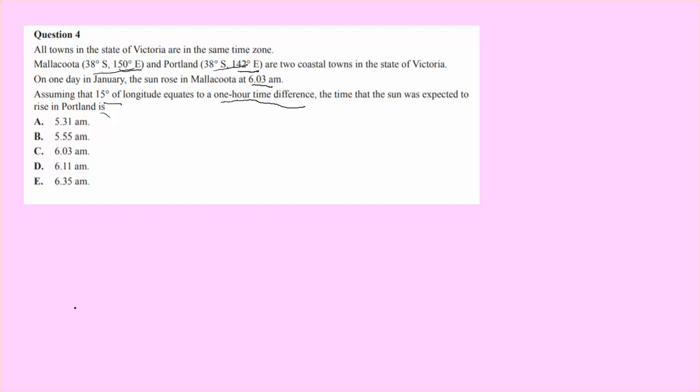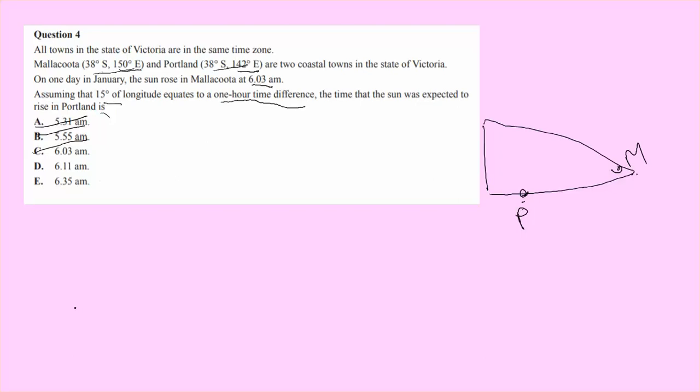Well, Mallacoota is further east. So here, if I have Victoria, here's Mallacoota, here's Portland. So we know that this is further east. So anything west will rise later. So it has to be after 6:03. So we can get rid of those 3. And we've got 2 choices already.